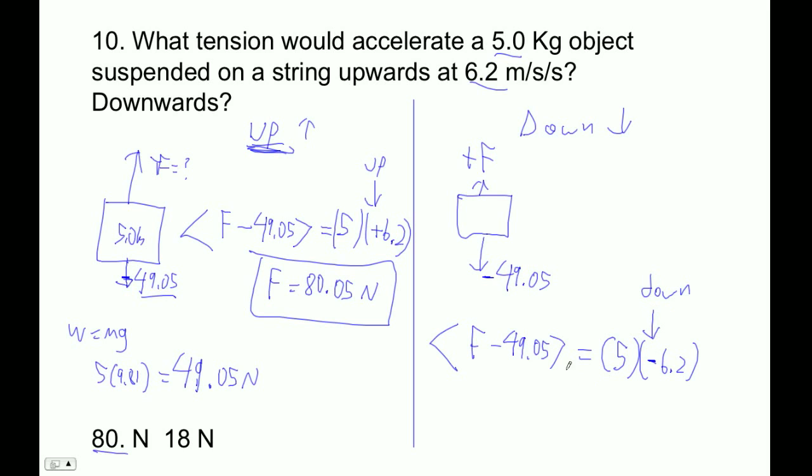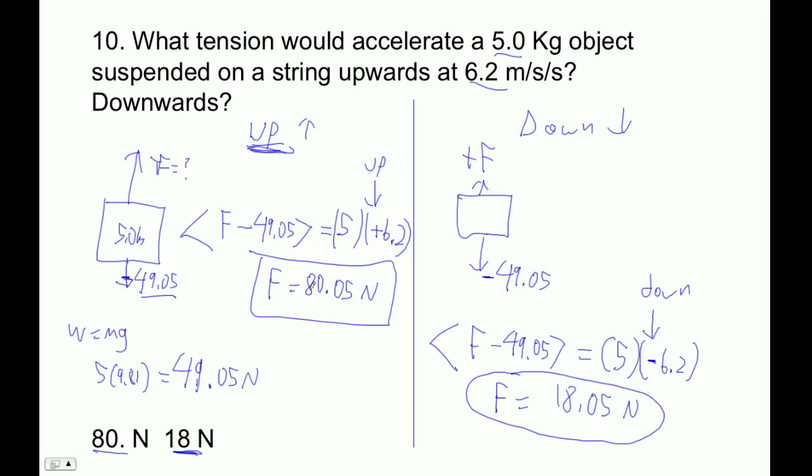Now when I do this, I go 49.05, I add that to this side, so plus 5 times negative 6.2, and I get 18.05. That's this answer here.